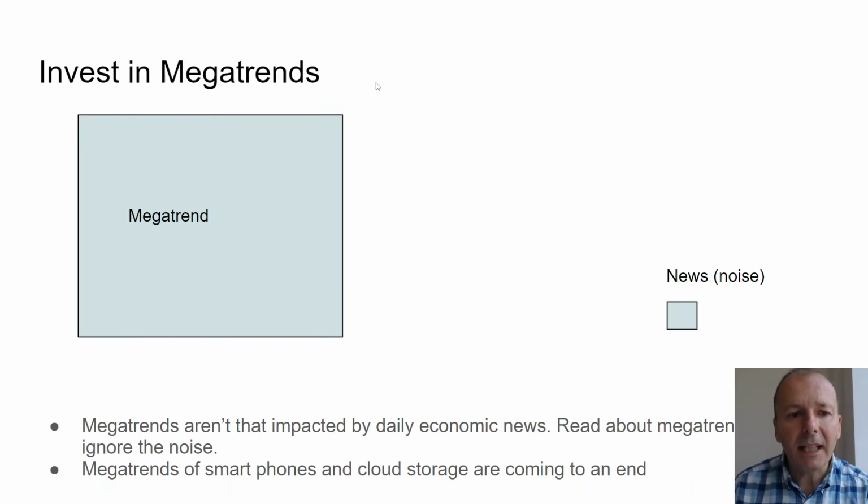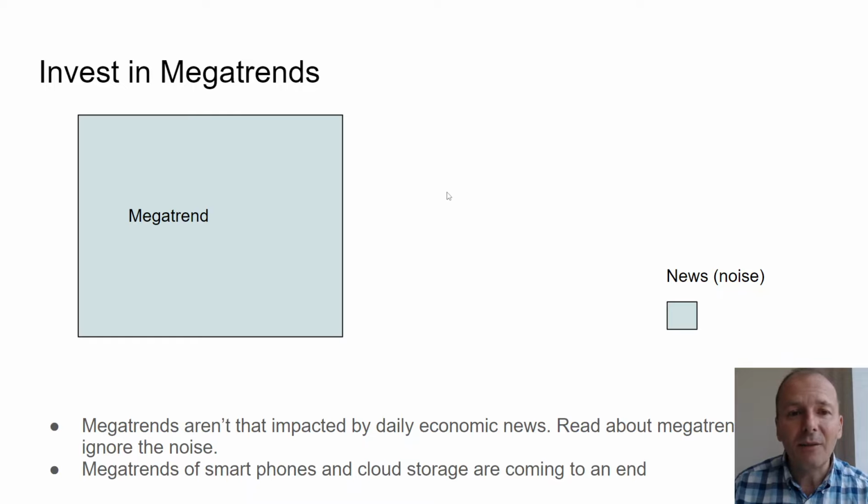So we're really looking to invest in megatrends, and in my wonderful diagram, here is the megatrend, this huge thing here, and then here is the news, which is really just noise, and the news can't really attack the megatrend because megatrends just aren't impacted by a change in interest rates or someone's budget. It's something so powerful and so new that things like smartphones and cloud storage have really revolutionized the world. Although I feel at the moment they're coming to an end and we need to pick new megatrends. But if you can find something that's powerful enough, it's kind of independent of any news.